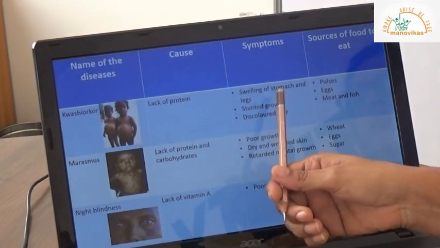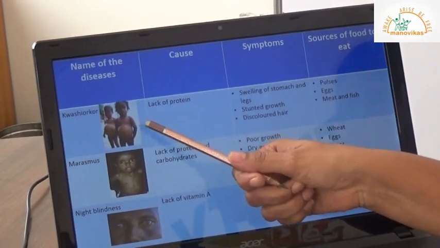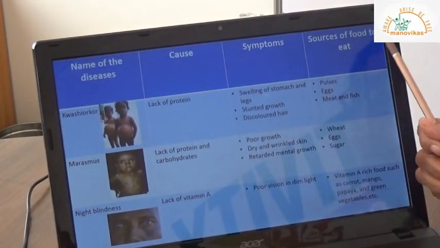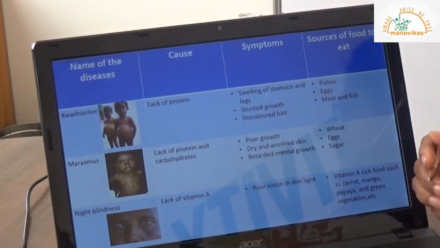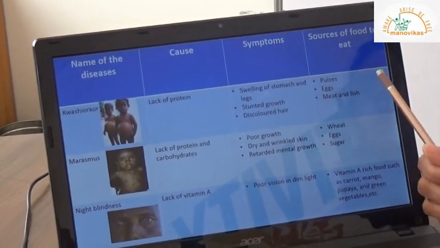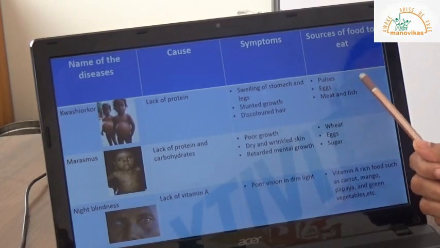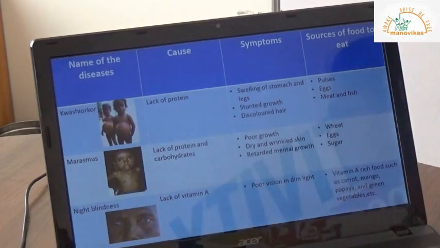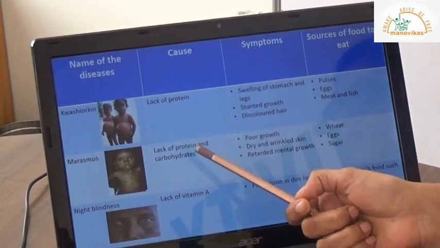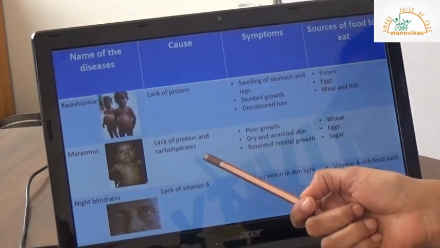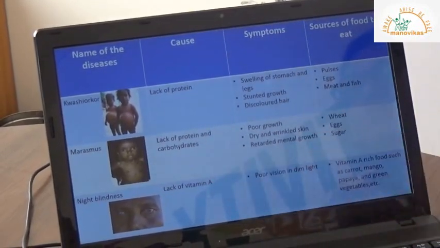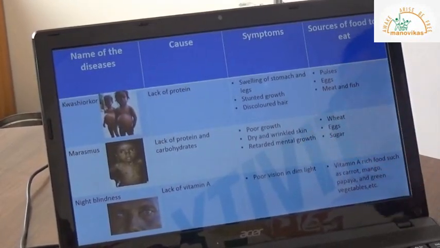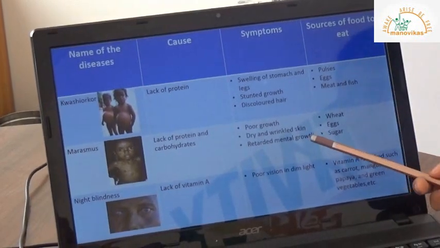The symptoms are swelling of the stomach and legs, failure of proper growth and discolored hair. The way to treat this disease is including proteins in the diet, like eating pulses, eggs, meat and fish. The next deficiency disease is marasmus, caused due to lack of the nutrients, proteins and carbohydrates. The symptoms of marasmus are poor development or poor growth, dry and wrinkled skin and mental disability.